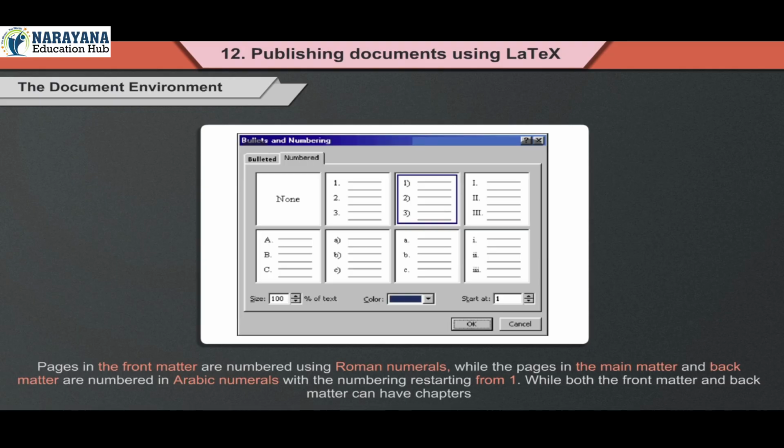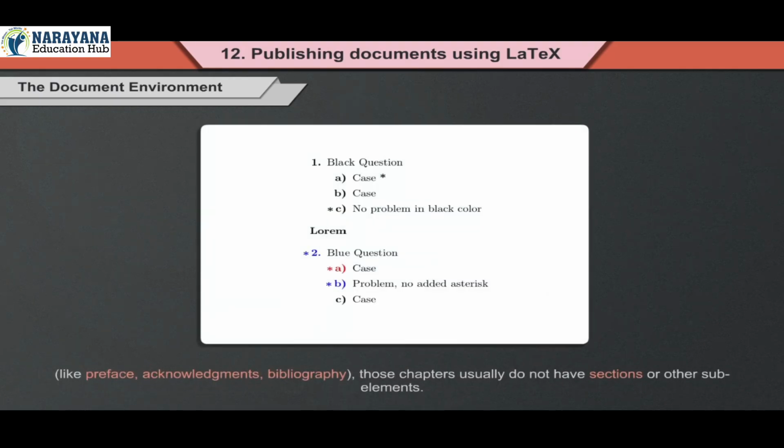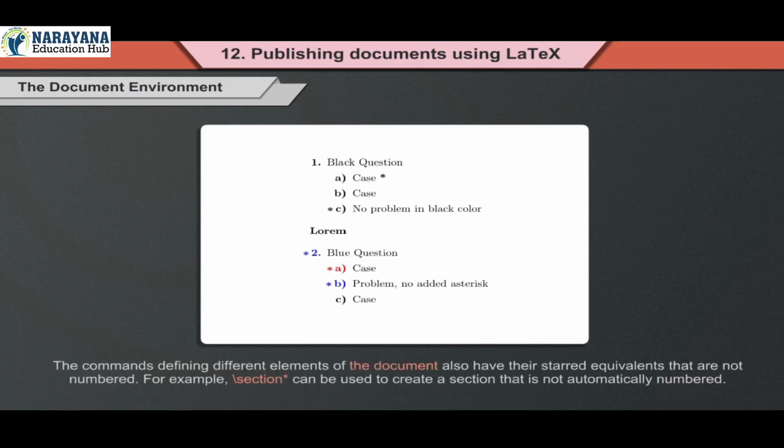While both the front matter and back matter can have chapters like preface, acknowledgements, bibliography, those chapters usually do not have sections or other sub-elements. The commands defining different elements of the document also have their starred equivalents that are not numbered. For example, \section* can be used to create a section that is not automatically numbered.